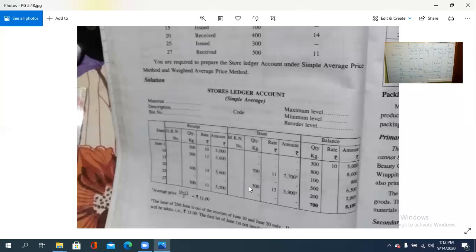Now the closing stock is 700 units, and the total is 8,100. So this is the simple average method, taking the average of the prices. Only one more part is left, that is the weighted average price method, which we will see in the next class.